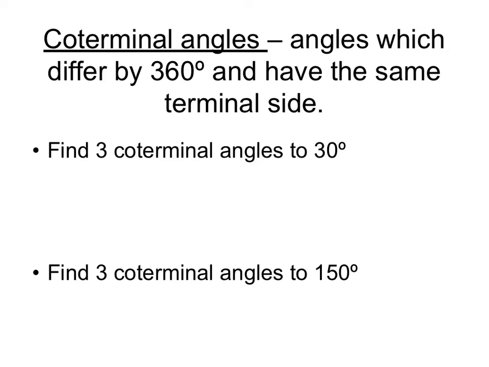Coterminal angles, another definition, so jot this down. Angles which differ by 360 and have the same terminal side. So I want 3 coterminal angles to 30 degrees. So I'm going to draw, like I got a little picture there on your note sheet. First of all, here's 30 degrees. It's positive, so I went up to sketch it. And now I want to find 3 angles coterminal to it. Well, meaning that they terminate at the same spot.